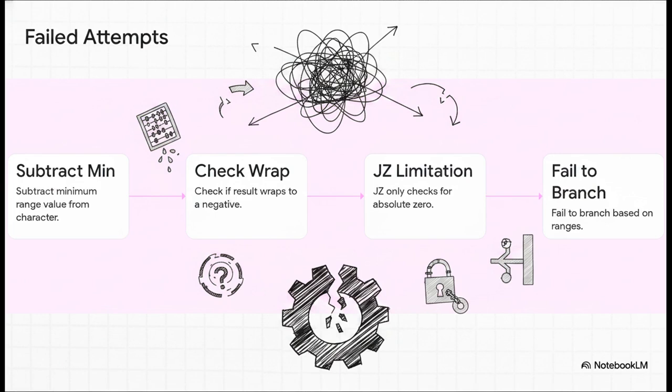First, they tried subtracting the minimum range value from the character itself. Okay, so take the character and subtract the value of 0. But then what? You still have to see if the result is between 0 and 9. They tried exploiting unsigned integer wrapping, basically hoping to see if the math rolled backward past 0, sort of like a car odometer rolling back. But remember, the only tool they have is JZ. And JZ can only check for absolute 0. It can't check if a number is negative or if a high bit is set. It just became this tangled, virtually impossible web of manual subtraction and failed branching. Under these minimalist constraints, standard character classification was fundamentally broken.